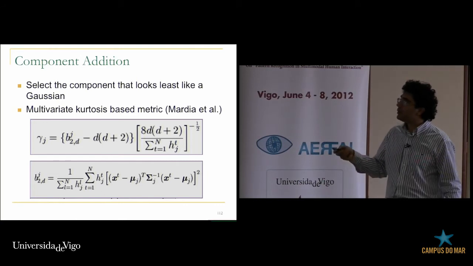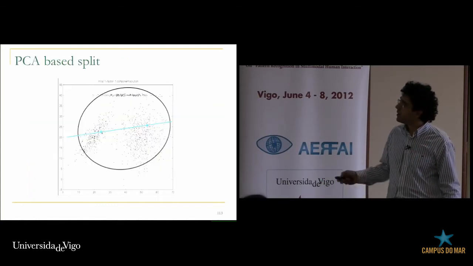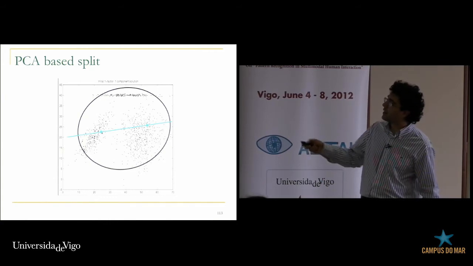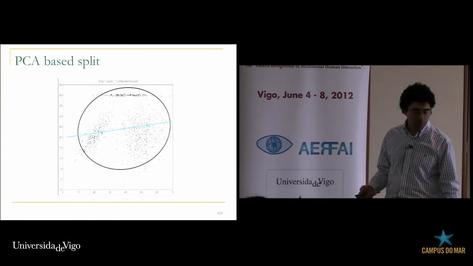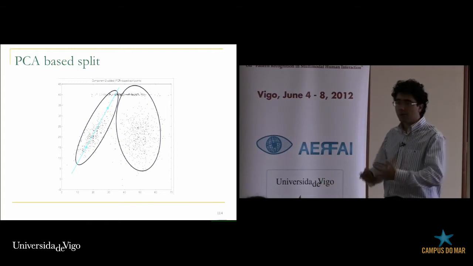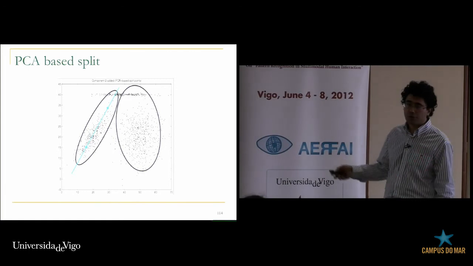We select the component that looks least like a Gaussian by observing a multivariate kurtosis criterion, and we split that component. For instance, let's say I have this data set. This is the initial one factor, one component solution. We look at its principal direction and from the mean go either way, one standard deviation, and use these as the new seeds of the components. And then we split it. EM is continued, so it converges to another solution.